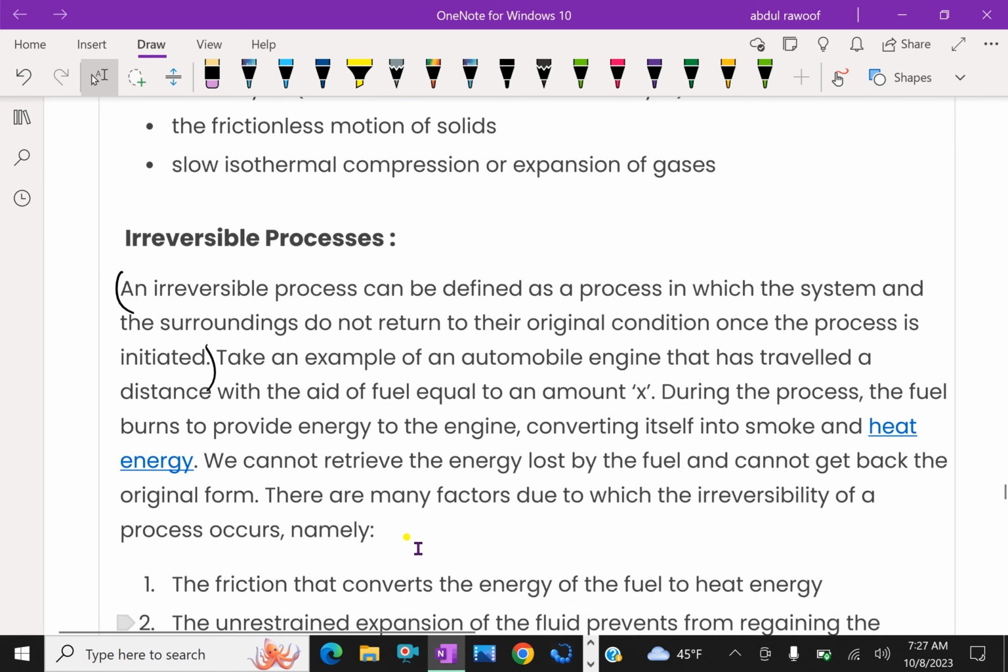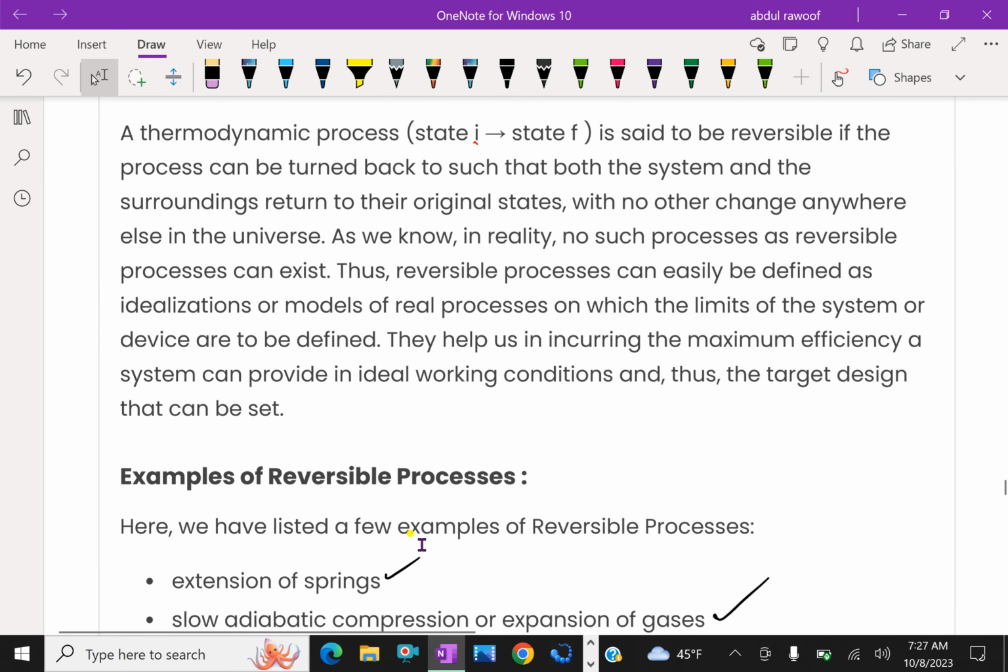So far we have discussed reversible and irreversible processes.